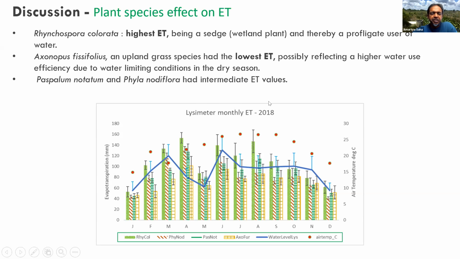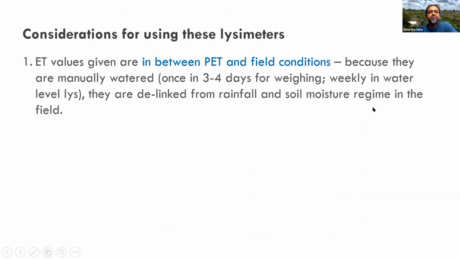But again, these results were based upon 5 lysimeters. So we had 5 lysimeters for each species. So n is equal to 5. And it could be an interesting study to extend this to other species.